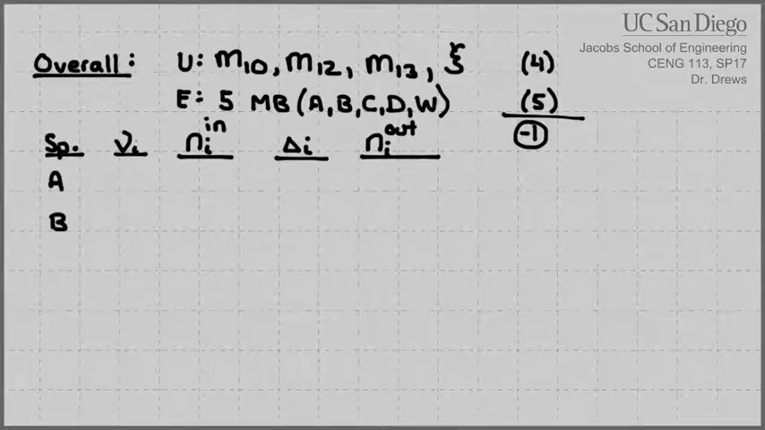Then we'll have species A, B, C, D, and water. In terms of stoichiometric coefficients, we'll have -1 for A and B, and +1 for C and D, and a 0 for water.